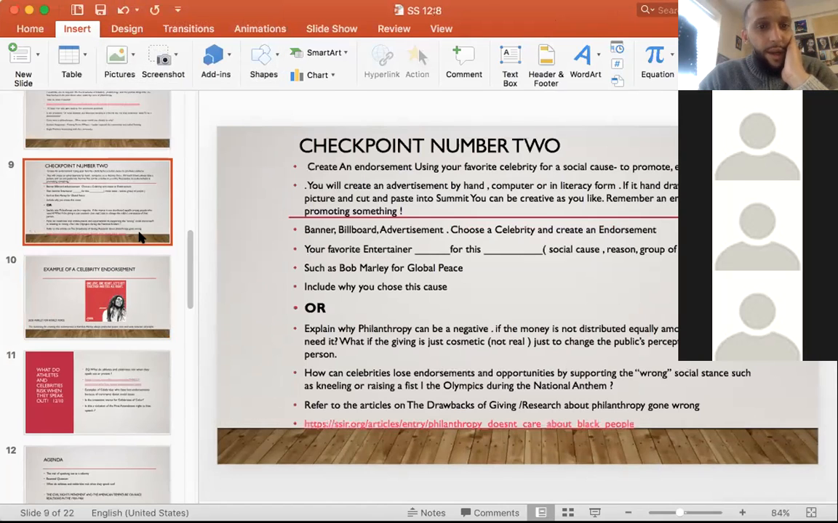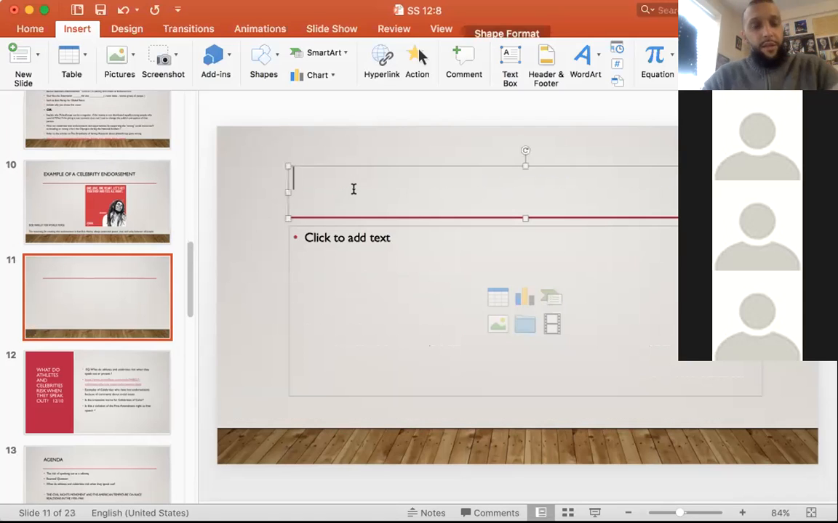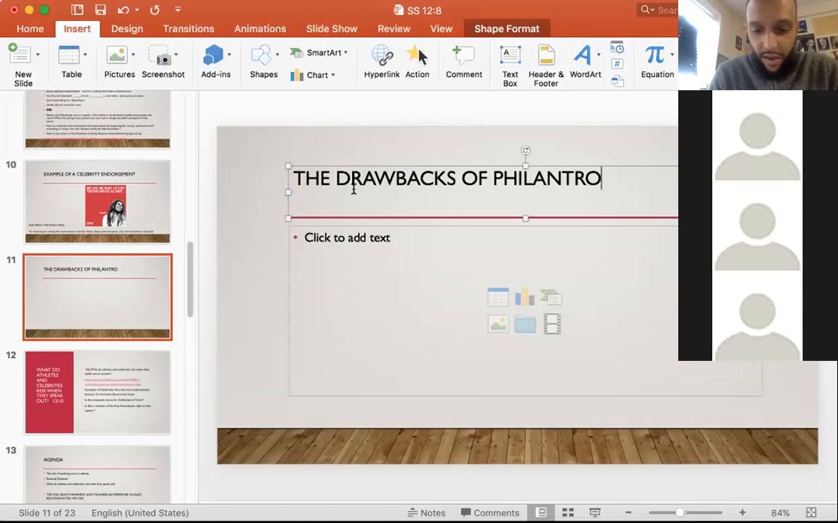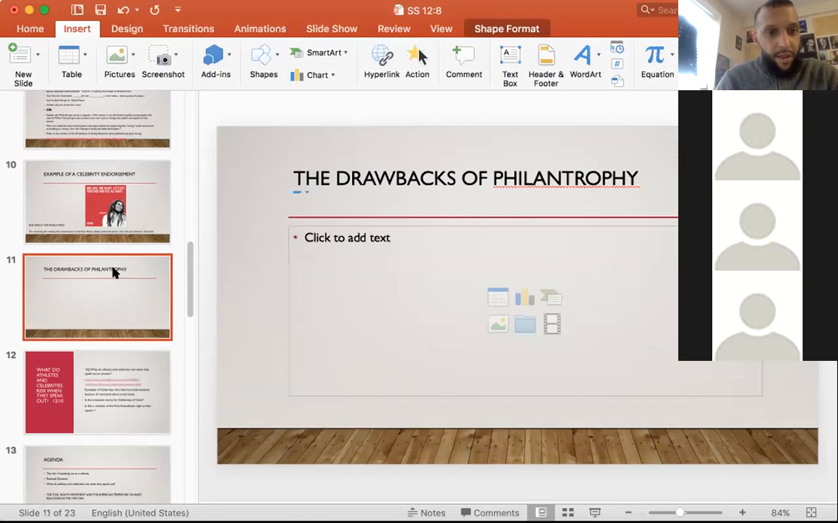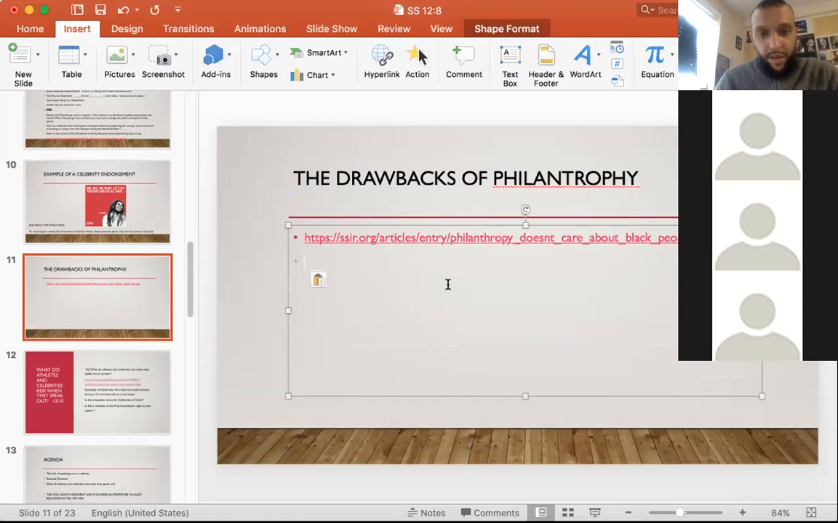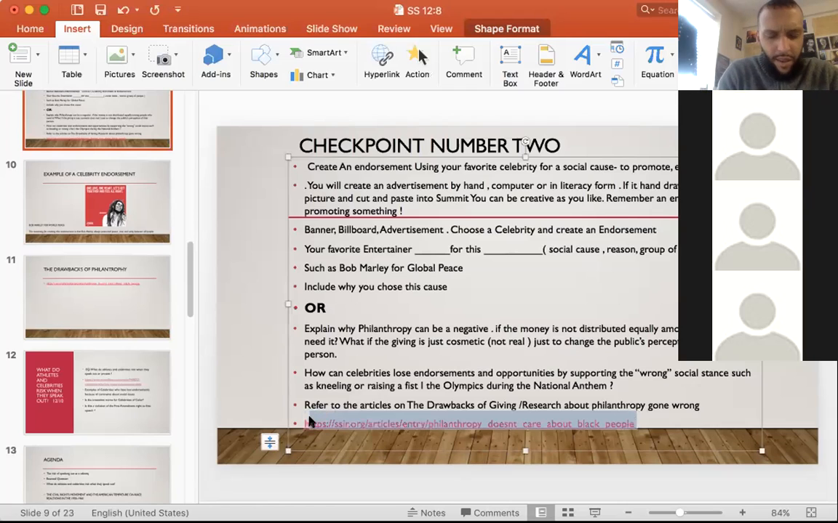The secondary one is why philanthropy could be negative. I wonder if I should put something in there for that. Let's see. So we have this article here. Let's go to that article and see what it has to say. Maybe I can actually put some of the text from that article. I wonder if I can actually grab this whole article. Let me see.